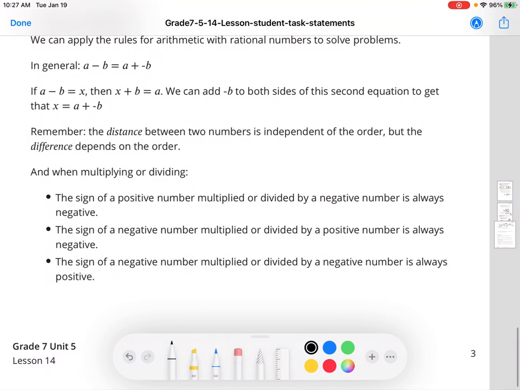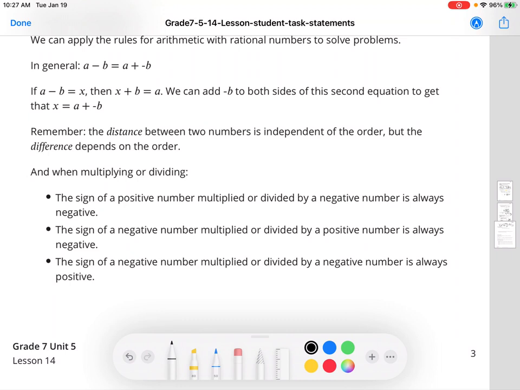It says, remember that the distance between two numbers is independent of the order, but the difference does depend on the order. So that means if you're finding distance between two numbers on a number line, order does not matter. But if you're looking for the difference, so if you're subtracting to find like the difference in cost, for example, then the order does matter.